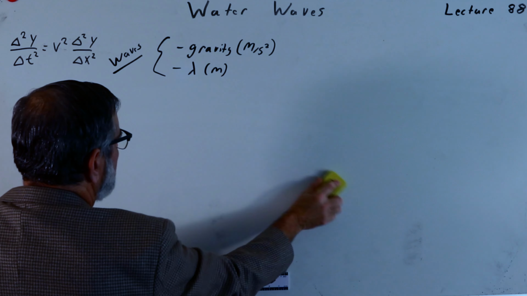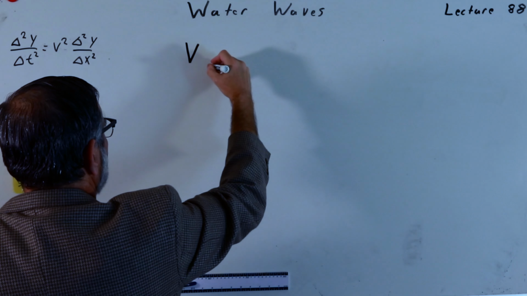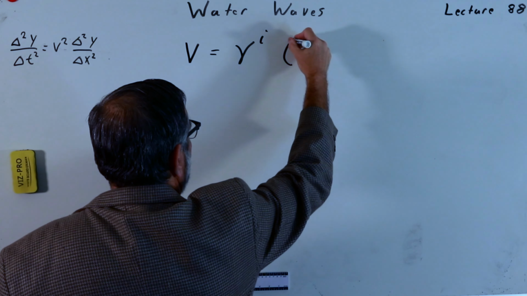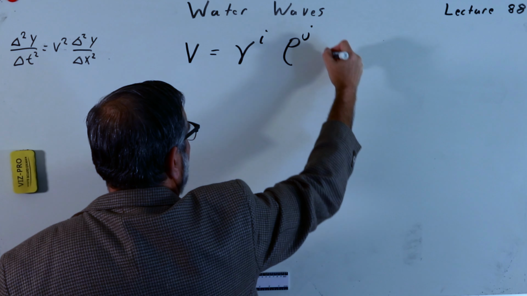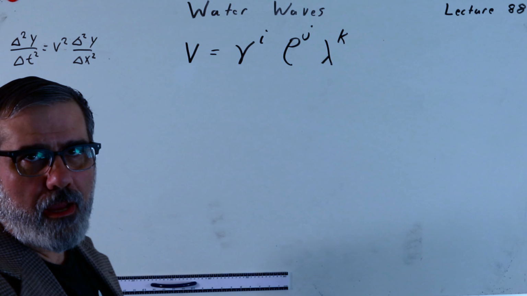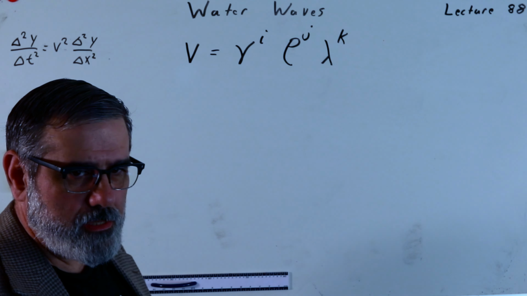So how are we going to do this? We're going to say that the velocity is equal to the surface tension raised to the i power times the density raised to the j power times the wavelength raised to the k power. So those are our three parameters that I want to put in for this.